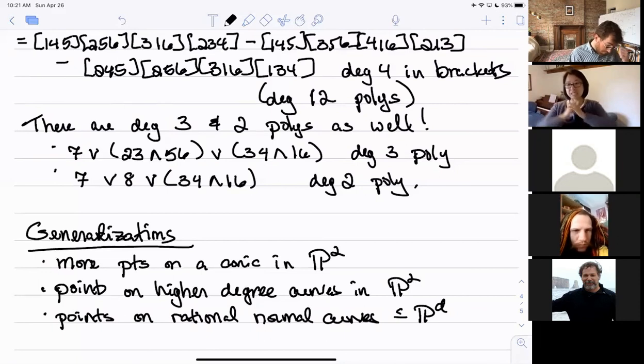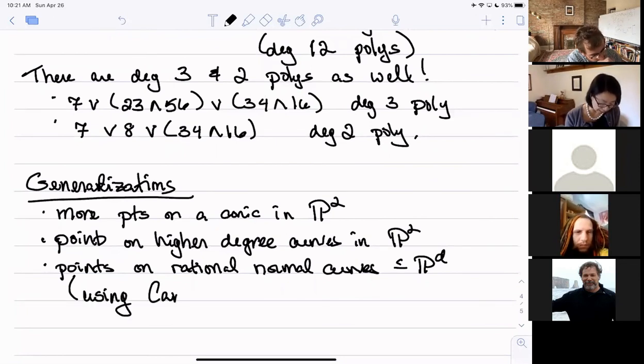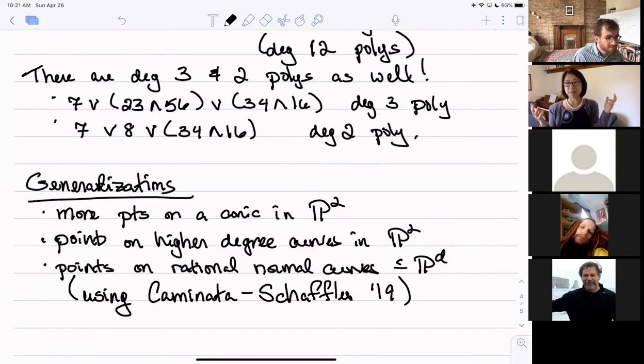So the correct generalization to higher dimension is to ask, when do D plus 4 points lie on a rational normal curve of degree D? And there's a beautiful paper from last spring by Caminata and Schaffler that I highly recommend reading. So this is from 2019, where they were able to give a nice Grassmann-Cayley characterization of when D plus 4 points in P^D lie on a rational normal curve, using the Grassmann-Cayley algebra in a way that generalizes Pascal's theorem in just a really beautiful way.